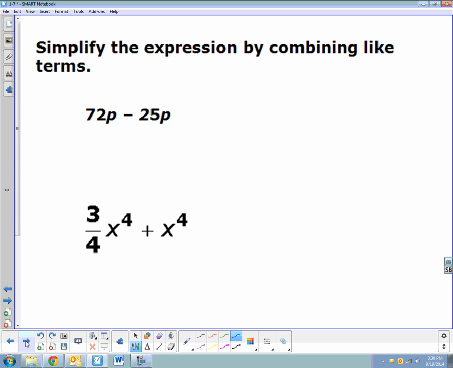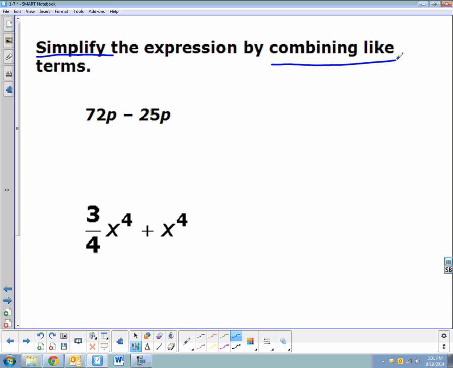A couple examples. So simplify the expression. Simplify. We're not solving it. We will not figure out what p is. We cannot figure out what x is. We're going to simplify it, though, and try and combine like terms to make it a simpler problem.